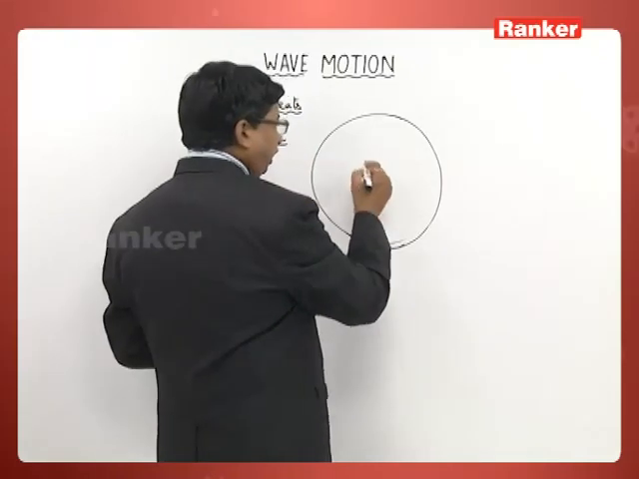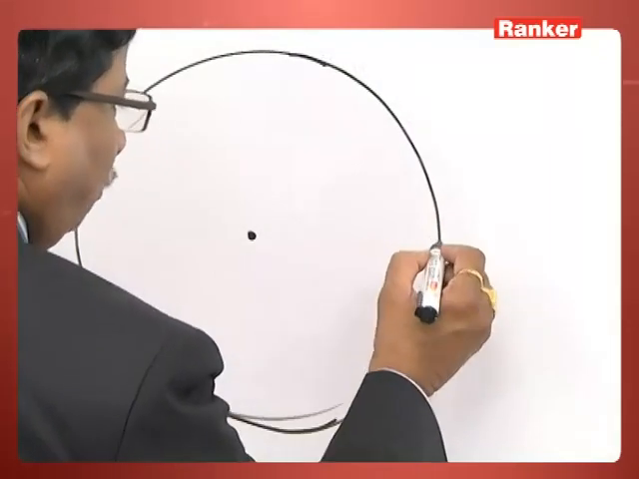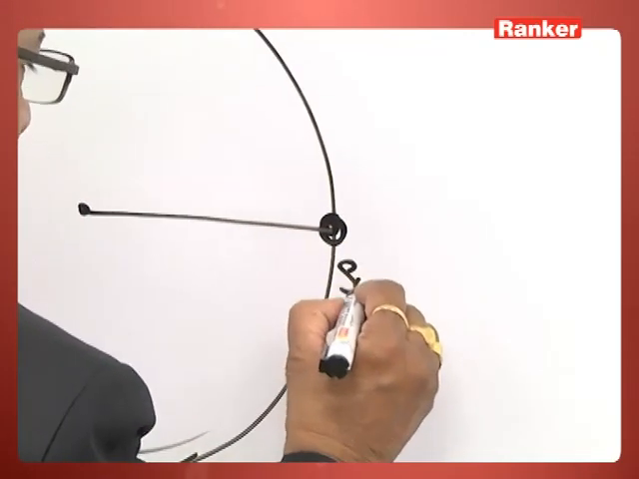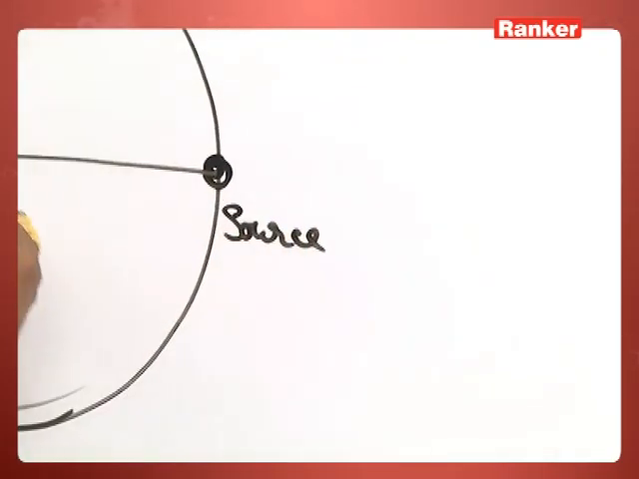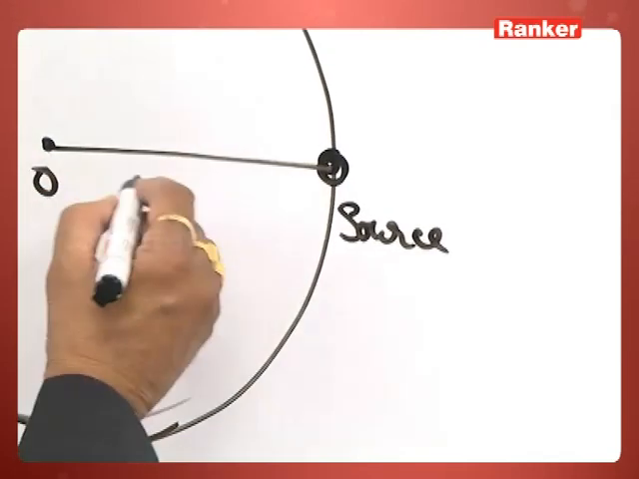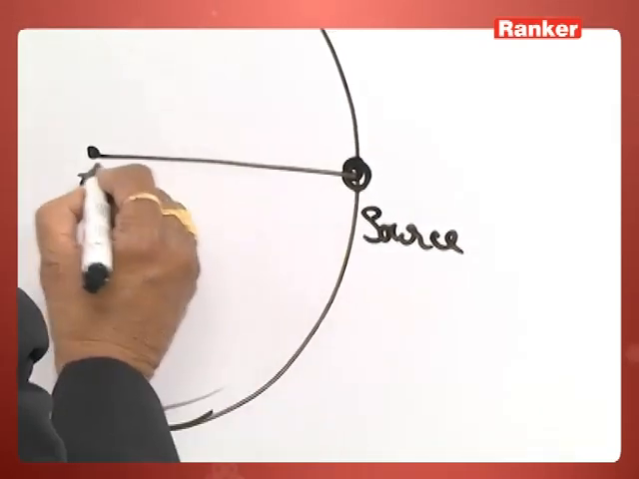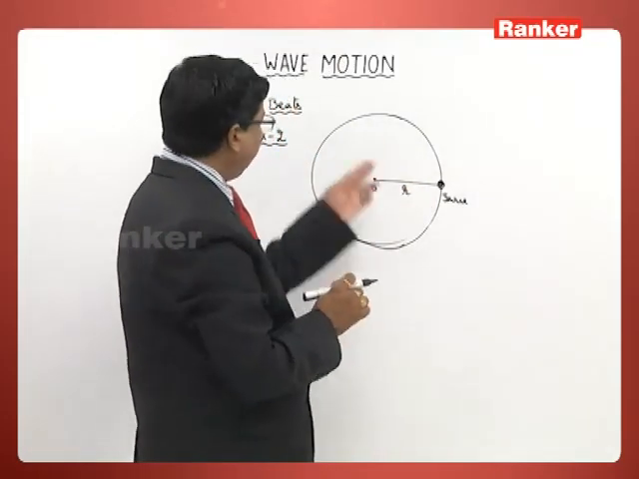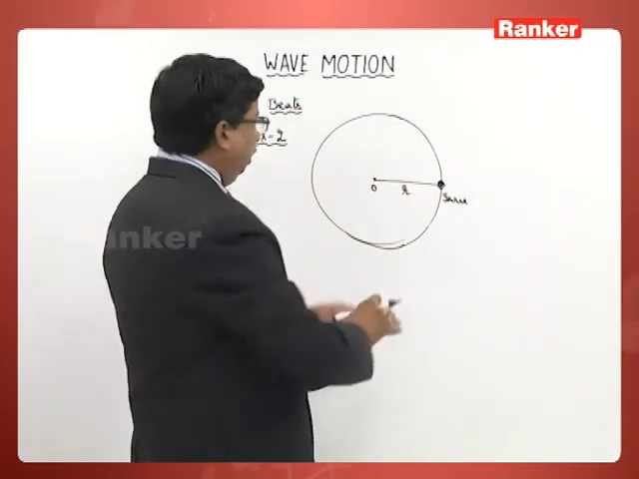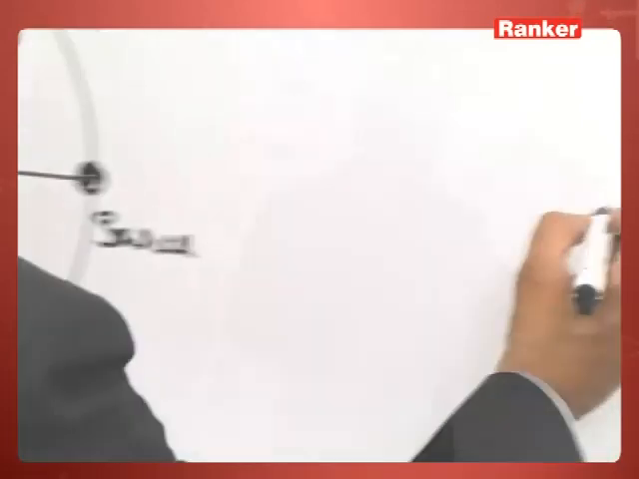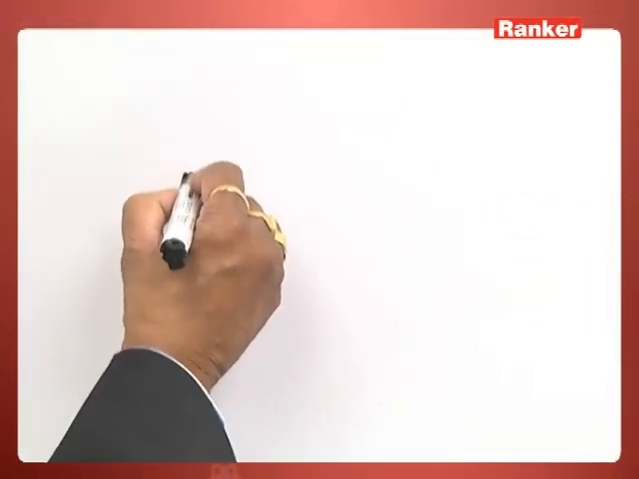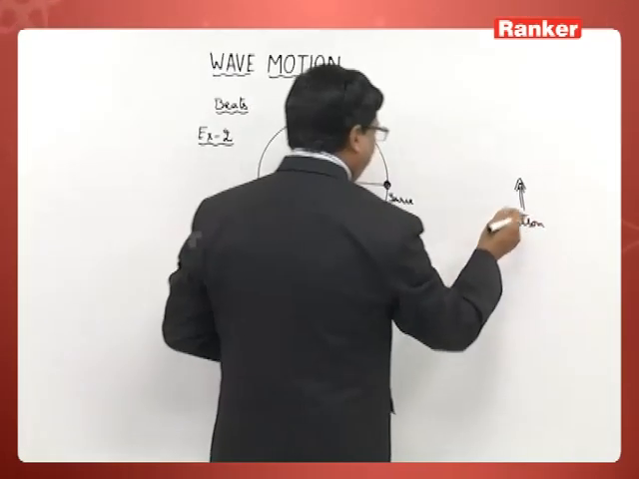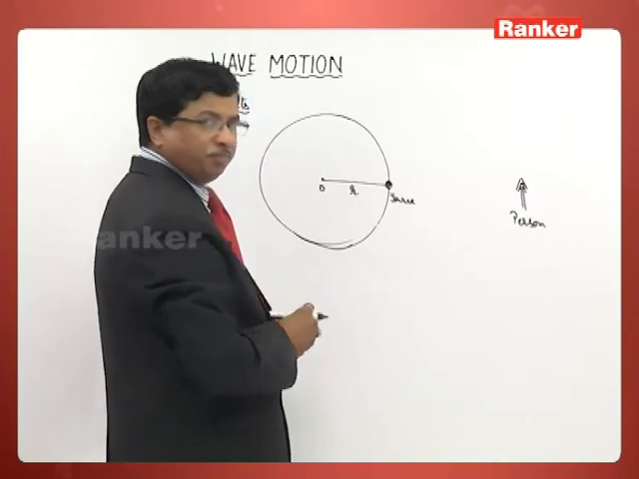Now, he may say, when the source is attached to the string, this is the source of sound and this one is the center, and this distance, the length of this string, we call the radius of the vertical circle. Now, he says there is a person standing over here, a person standing at a certain distance.